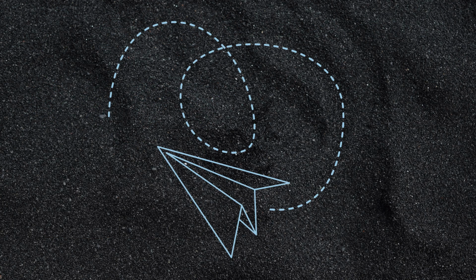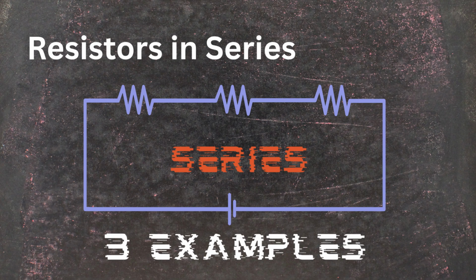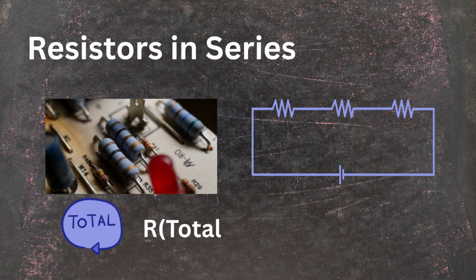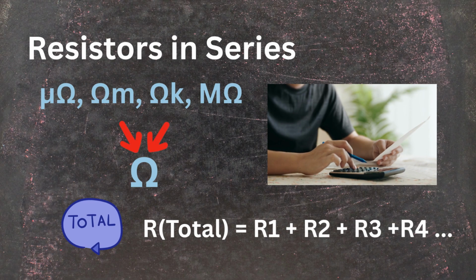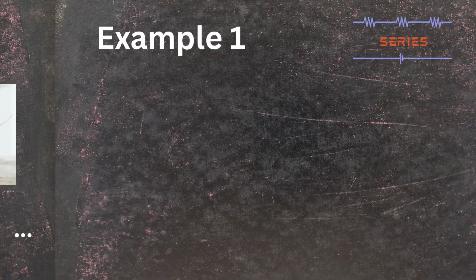Let's get started. In the next 3 examples, we will calculate the total resistance of resistors connected in series. Remember, when resistors are connected in series, the total resistance is found by adding all the individual resistances together. If any values are given in different units, we will first convert them to the base unit of ohms before carrying out the calculation.